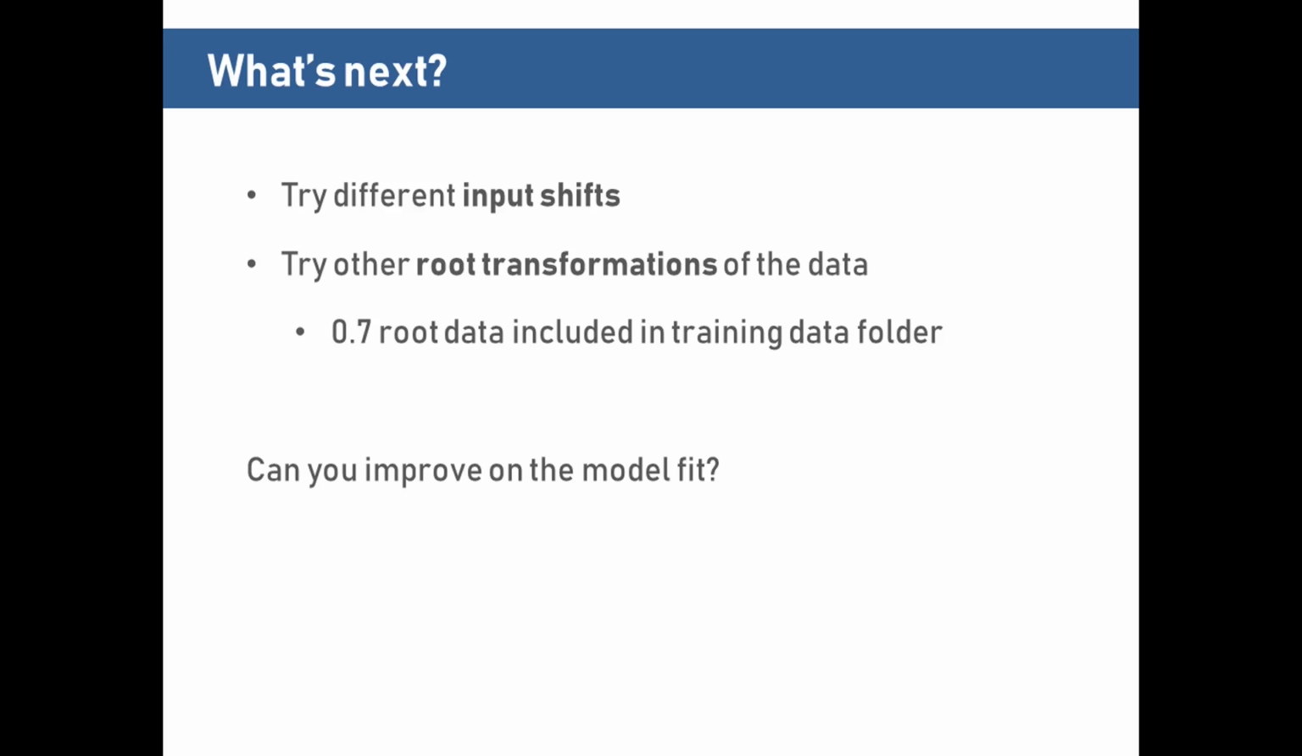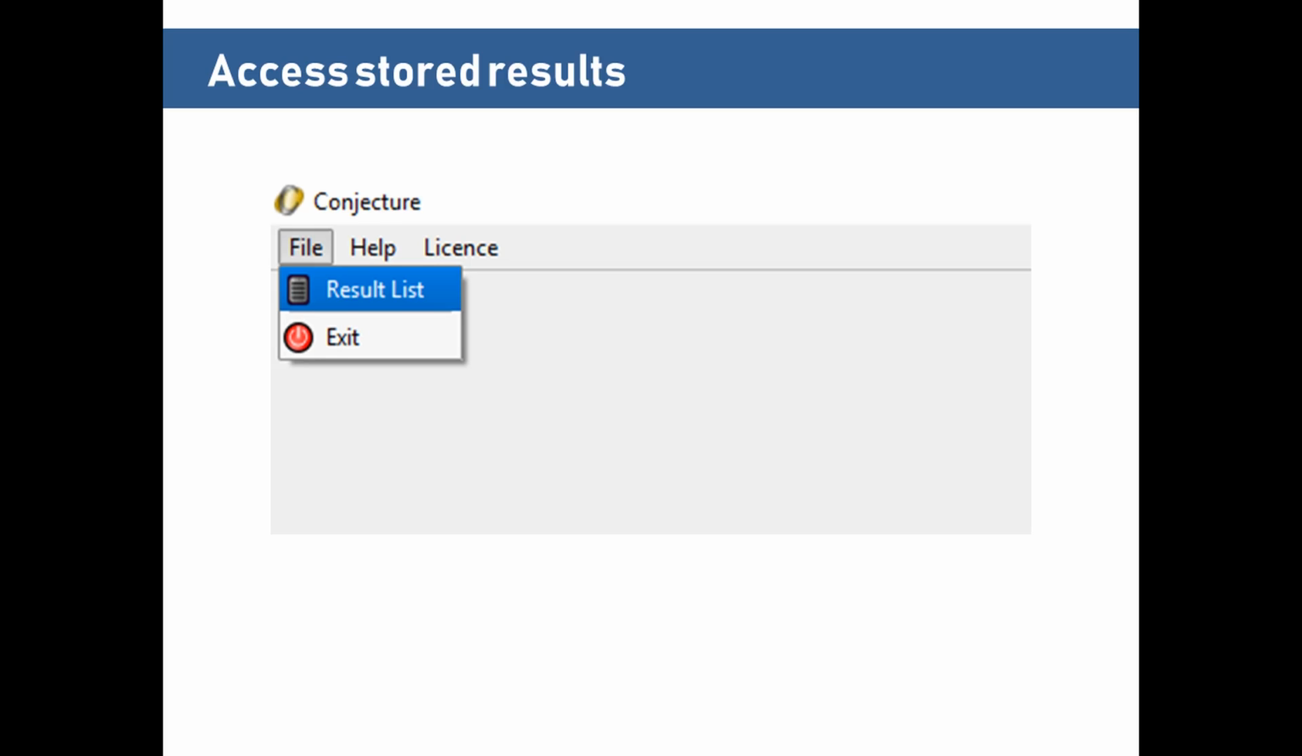Now at this point, you could play around with the input shift to see if you can improve on our estimation of the delay in the system. Another thing you could do is try other root transformations of the input to see how they fit. In your air pump training data folder, we've actually included some data sets that use a 0.7 root transformation, which is the one that we use in our video demos. Remember that you can find a list of results for all the models that we fitted in this session by going to the Conjecture main window, clicking on File, and then Results List.